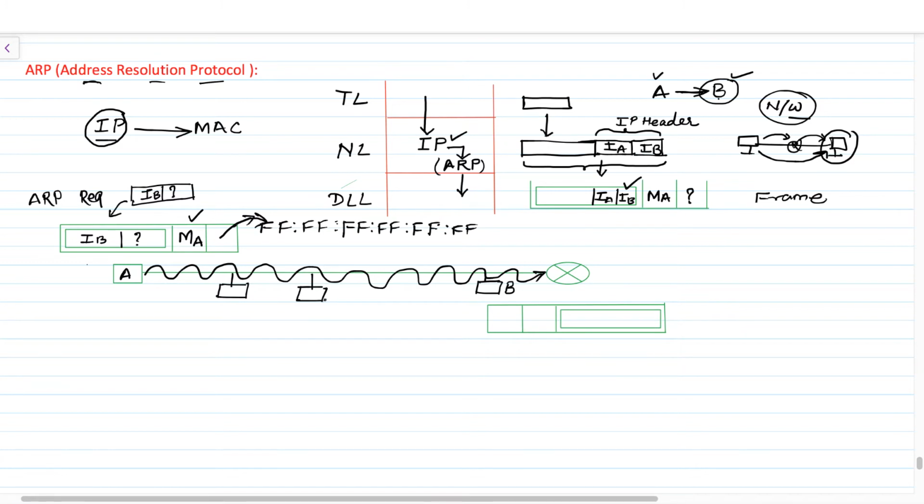There are some other hosts also present in this network. So all these hosts will be able to see this request, but only B is going to reply because it is intended for B only. We have already mentioned the IP address of the destination. So in the ARP request, by looking at the IP address, the destination, which is B, will understand: oh, host A having MAC address MA already knows my IP address, but it is looking for my MAC address. So now B is going to prepare the ARP reply.